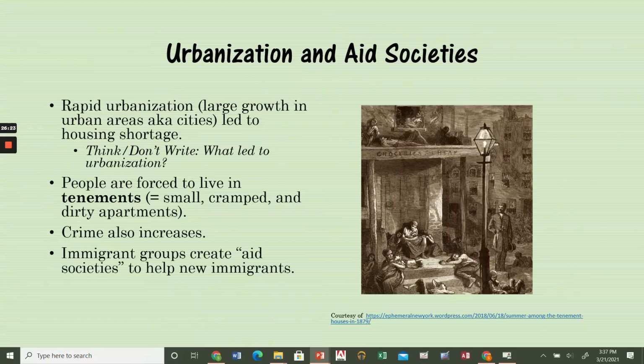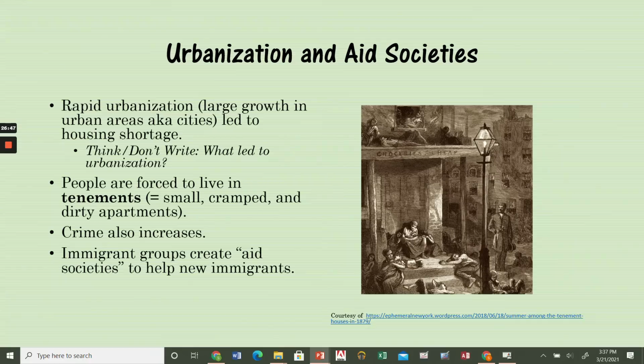They'll travel in, they'll get off their boat, and one of the first things they do is end up in an aid society office where they're talking to someone, often from their same European country, who says, okay, well, if you go talk to this person, they might help you find a job. You go talk to this other person, they may help you find housing. All right, these were aid societies.